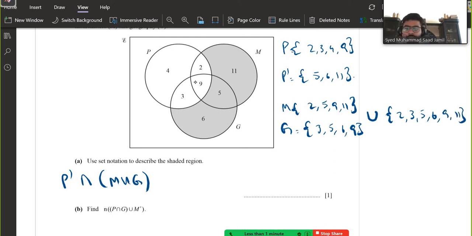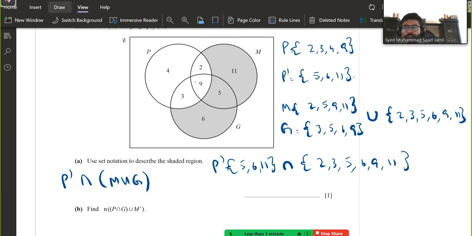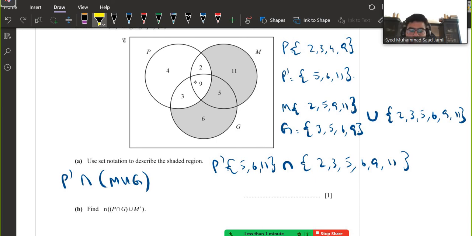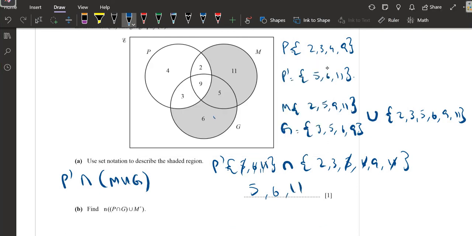So if I write down P complement, let me write it down over here. P complement is 5, 6, 11, intersection M union G. What is M union G? 2, 3, 5, 6, 9, 11. We just take out the common ones. The common ones are 5, 6 and 11. So as you can see, only these parts are shaded: 5, 6 and 11.